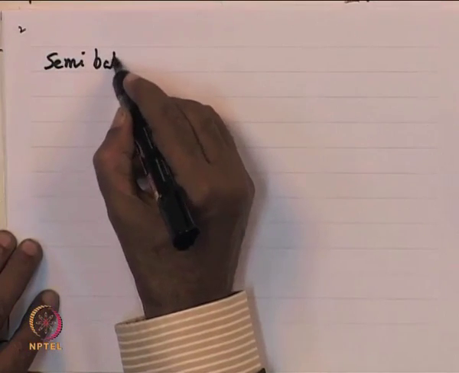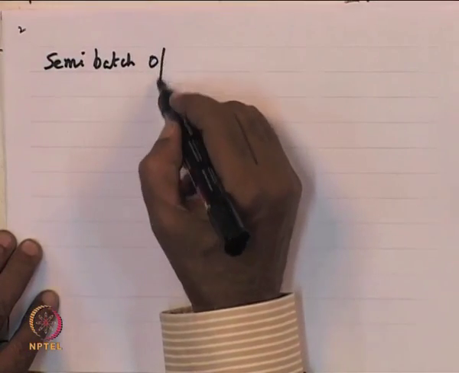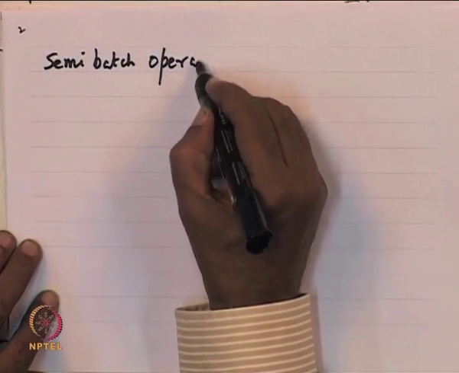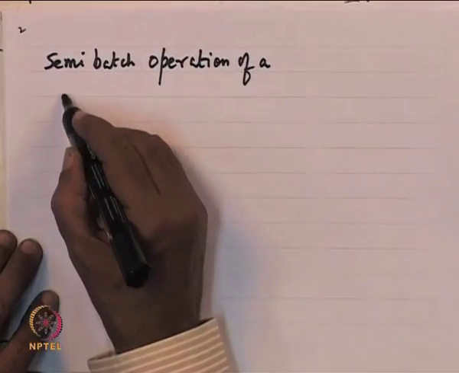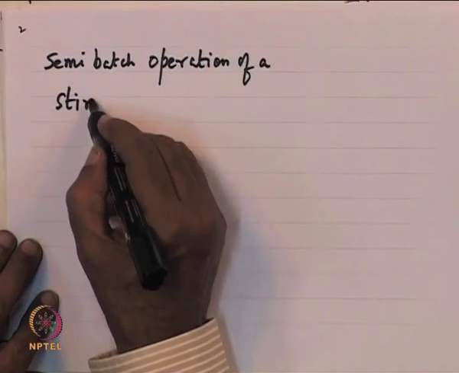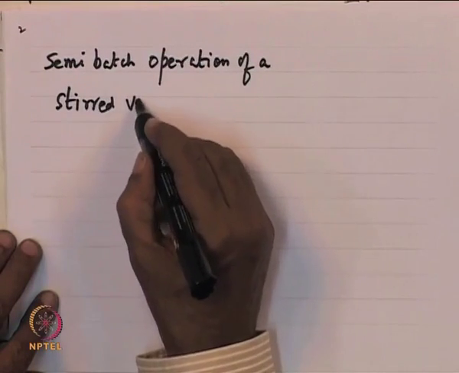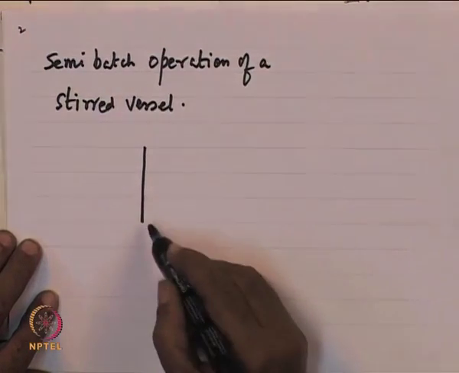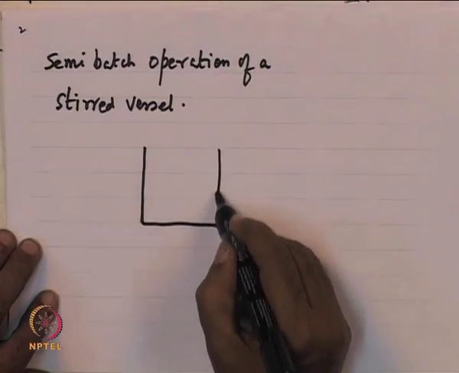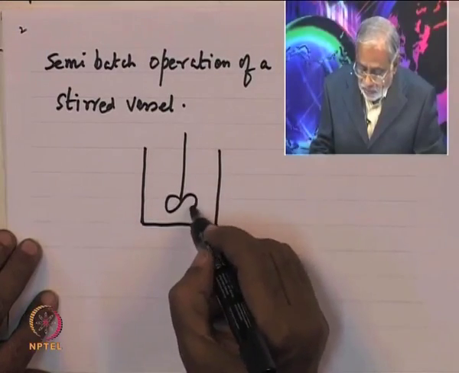semi batch operation of a stirred vessel. This is the exercise that we want to look at. What we have is a vessel which is well stirred.